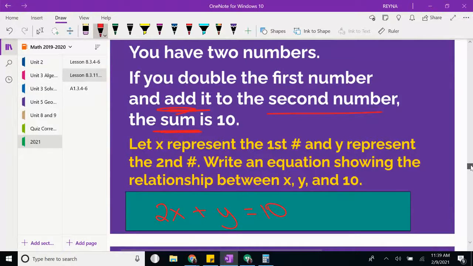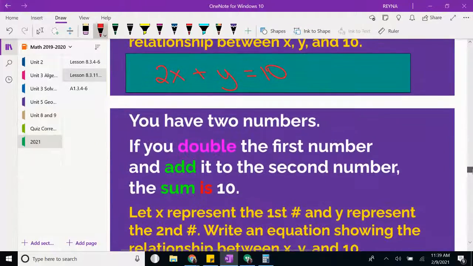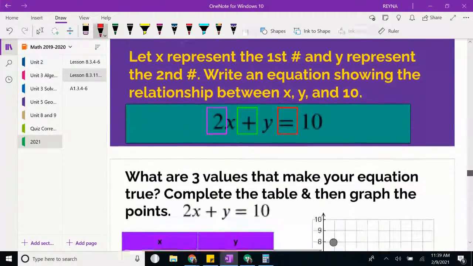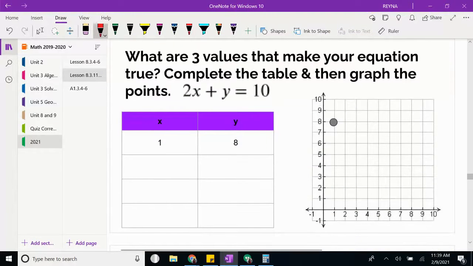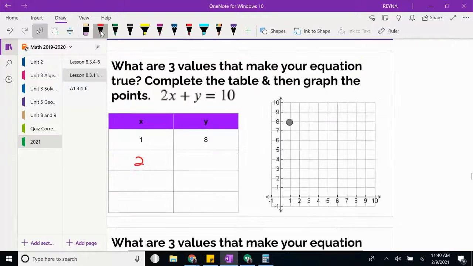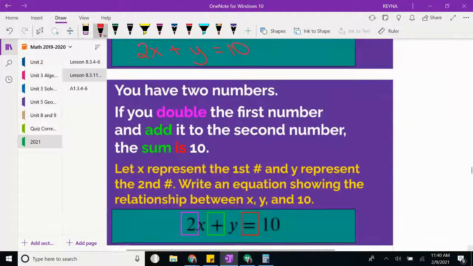Now that we figured out this riddle, we can see what numbers work. So what we're gonna do is we're gonna figure out which ones work. So we tried, if we plug in 1, that means 8 would go here. If we plug in 2, so if we have 2 x's, we get 2 times 2 plus something equals 10. So 4 plus something equals 10.